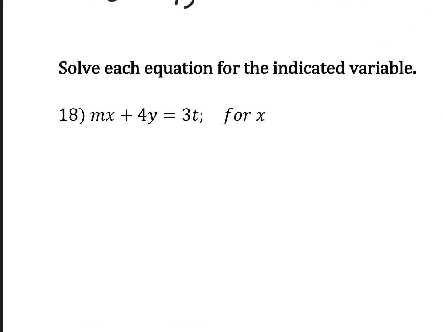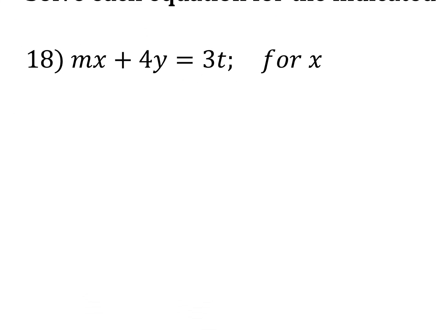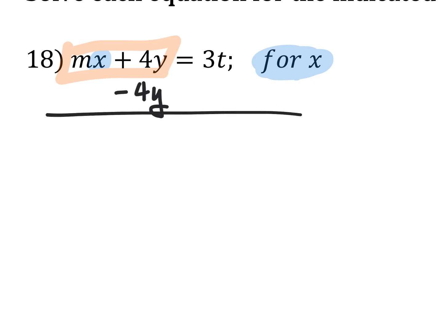All right, number 18. So we've got to get x isolated. We know we need to get x isolated because it says isolate for x. So that's what we're trying to get by itself. So we need to get rid of everything that is on the same side of the equal sign as the x. Personally, I would get rid of the 4y first. How do we get rid of a plus 4y? Minus 4y. Exactly. Okay? If I subtract 4y from the left-hand side, I have to subtract 4y from the right-hand side. So that's going to cancel.